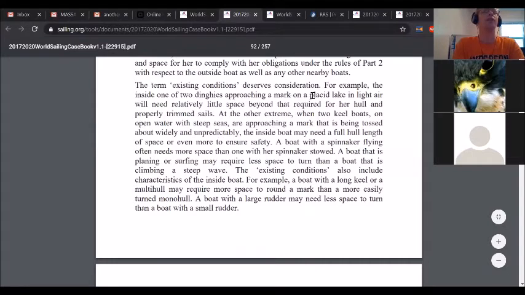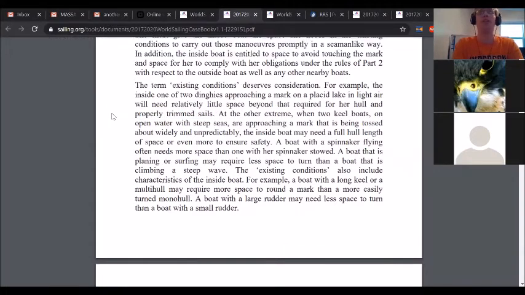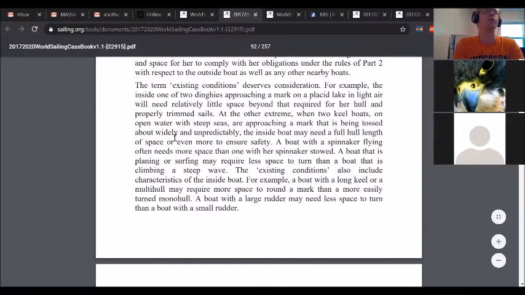If it's very light air, we don't need a lot of space, right? We just need the hull and properly trimmed sails. So if we're going straight downwind coming into this mark, the proper trim would be to have our sails all the way out to the side. That's going to take a lot more space than if our sails were in the center of the boat, right? We might have bigger boats, we might have choppy waves.